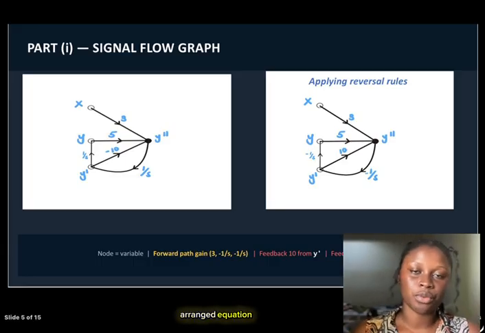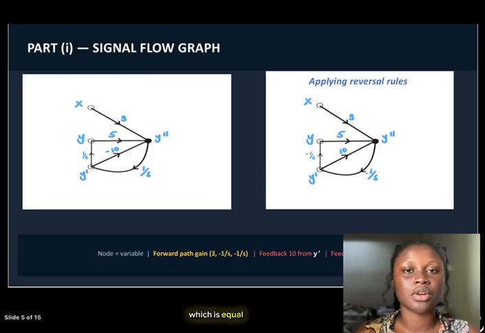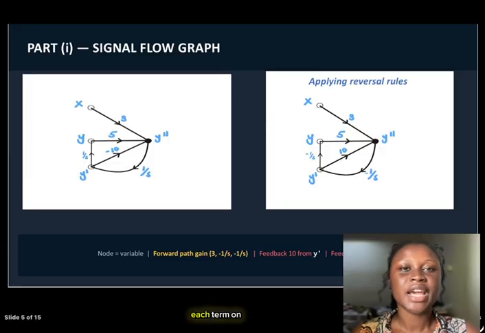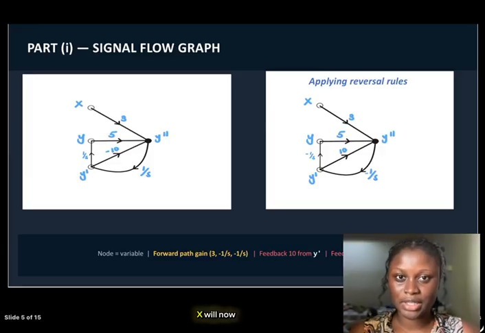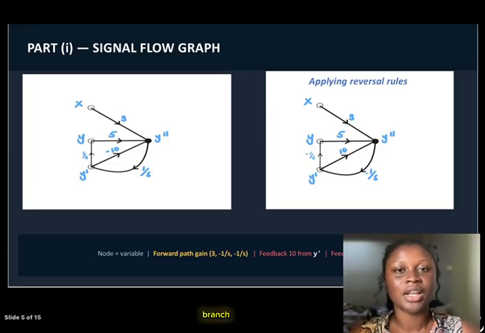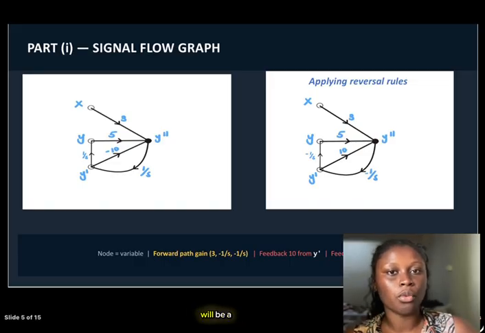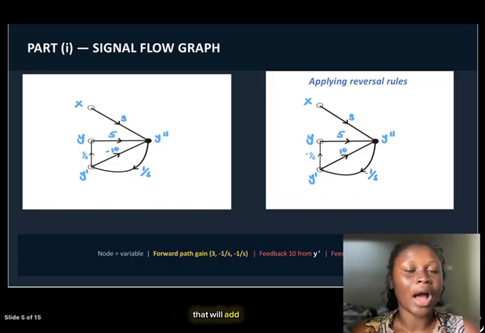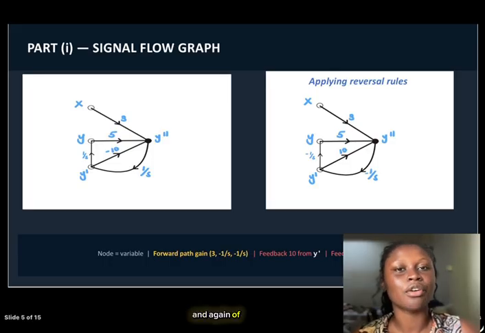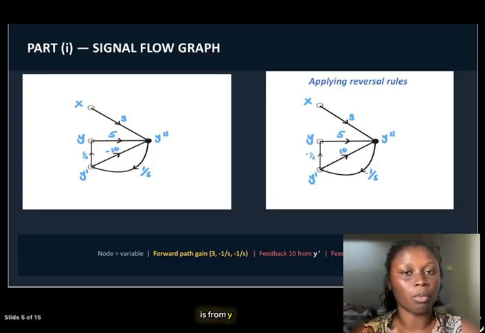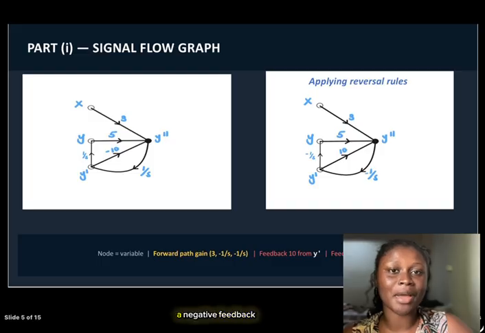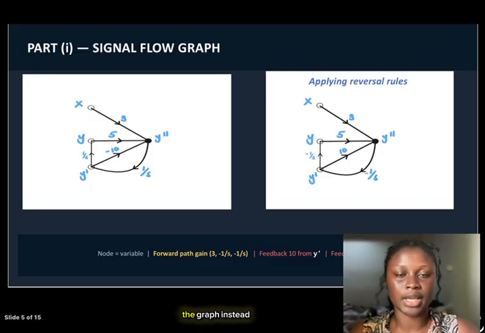Using our rearranged equation, which is now y double prime equal to 3x plus 5y minus 10y prime, each term on the right hand side, apart from the x, will now become a feedback branch that will loop back into the y double prime. So a gain of plus 5 from y back to y double prime will be a positive feedback that will add to the signal. And a gain of minus 10, which is from y prime to y double prime, will become a negative feedback, which will oppose the signal instead.